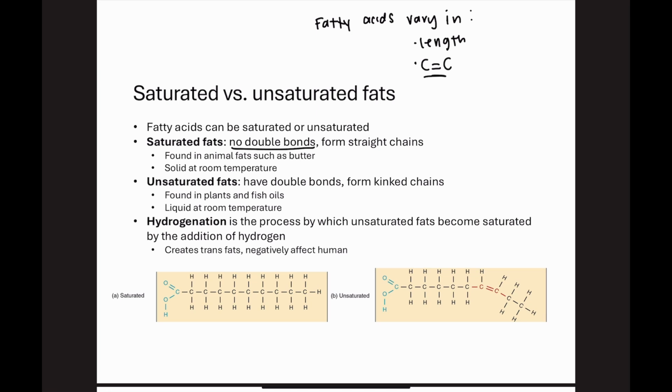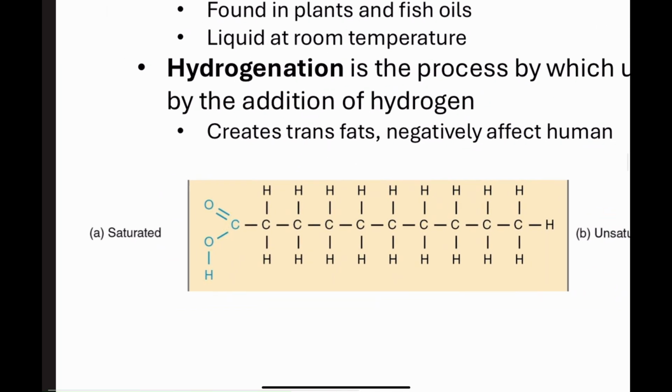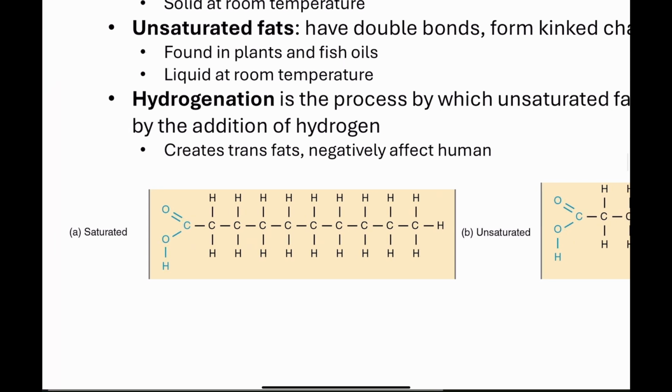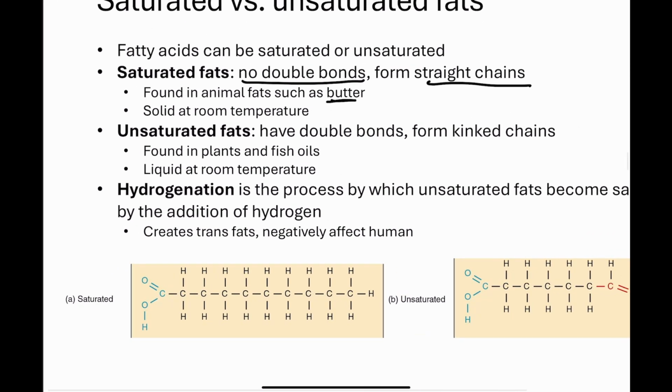When we have a saturated fatty acid, we don't have any double bonds. There are no carbon-to-carbon double bonds. That is going to allow for maximum hydrogen bonding, and it is going to form straight chains. These straight chains are going to enable tight packing. And that's exactly why we have saturated fats that are solid at room temperature, such as butter, because they have tightly packed straight chains. These saturated fats are normally found in animal fats.